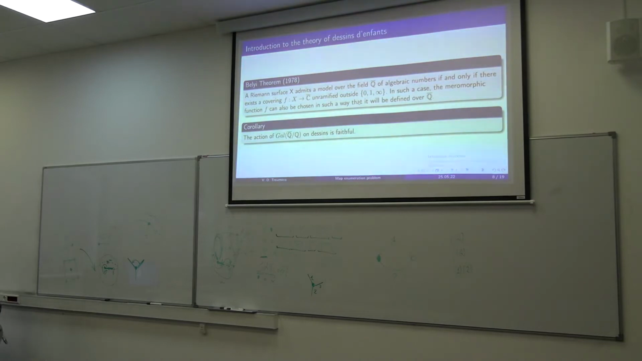And one of the most important theorems that lies in the basis of the theory, and without it, it couldn't be developed, is Belyi's theorem. It states that a Riemann surface can be realized over a field of algebraic numbers if and only if there exists the covering that is unramified outside these 3 points. And in such a case, the meromorphic function can be chosen to have all coefficients defined over algebraic numbers.